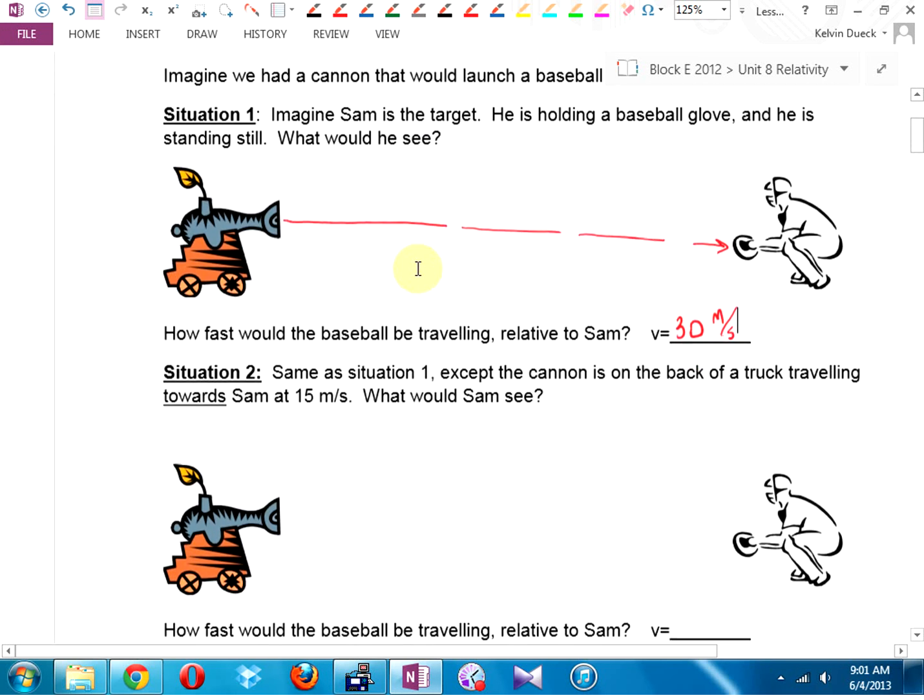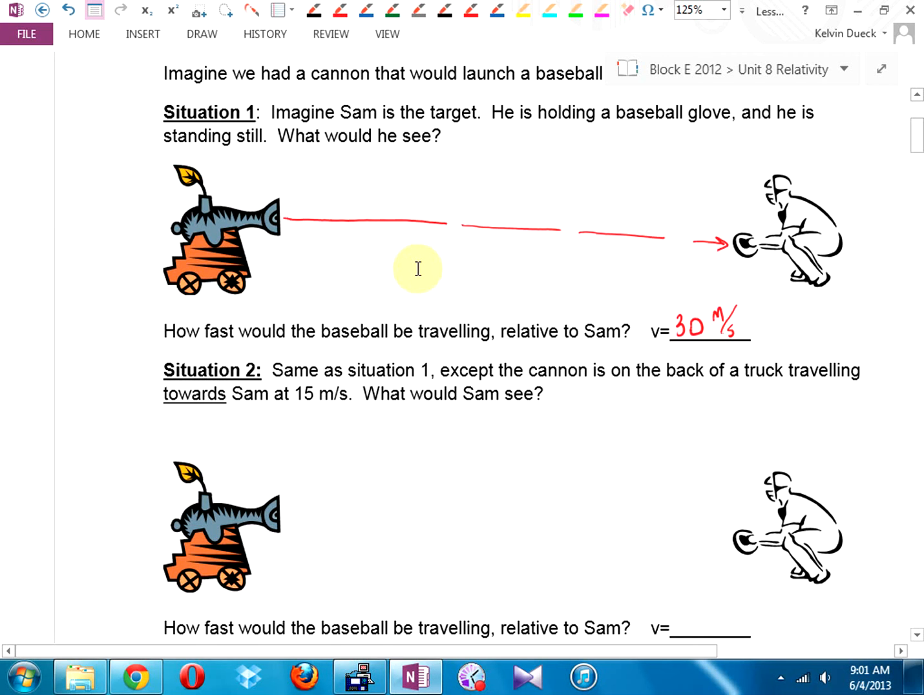Situation number 2, thought experiment number 2. Same situation as number 1, except this time the cannon is on the back of a pickup truck, and the truck is traveling towards Sam at 15 meters per second. What would Sam see? How fast would the baseball be traveling relative to Sam now if the cannon fires it at 30 meters per second, but the truck is already moving towards him at 15 meters per second? What would he see? 45 meters per second.